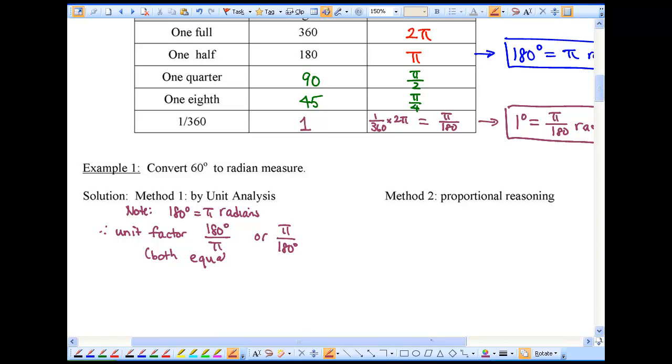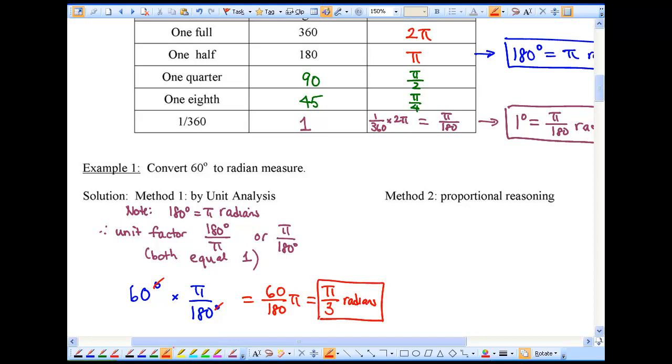I'll say both equal 1. So, if I want to now take 60 degrees, which unit factor do you think I should use? Should I use 180 over pi or pi over 180? Well, remember, the idea here is to get rid of the degrees, so I want to have the degrees in the denominator, because once again, the degrees disappear, and I'm left with, of course, radians. Well, 60 over 180 can be simplified to just 1/3. So this is just pi over 3 radians. And that's your answer.